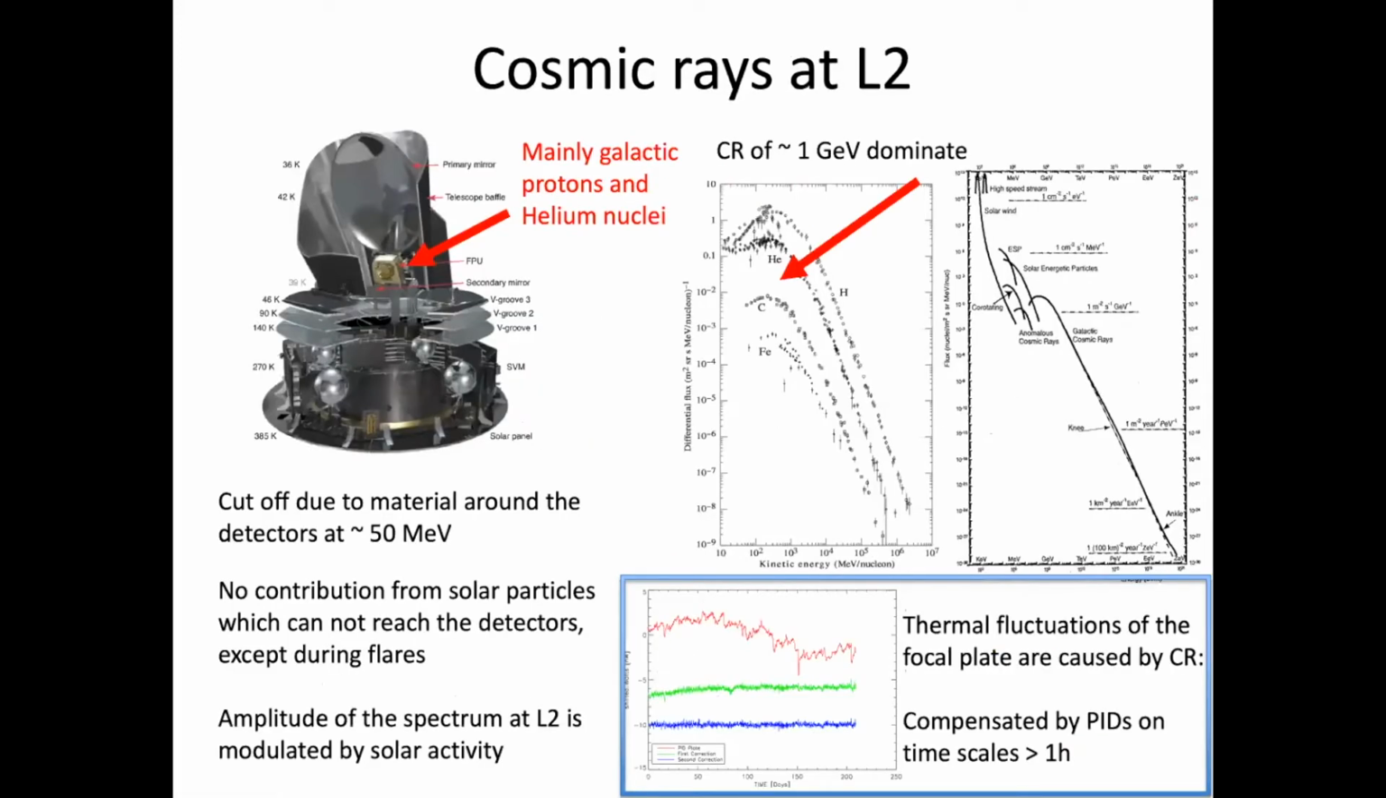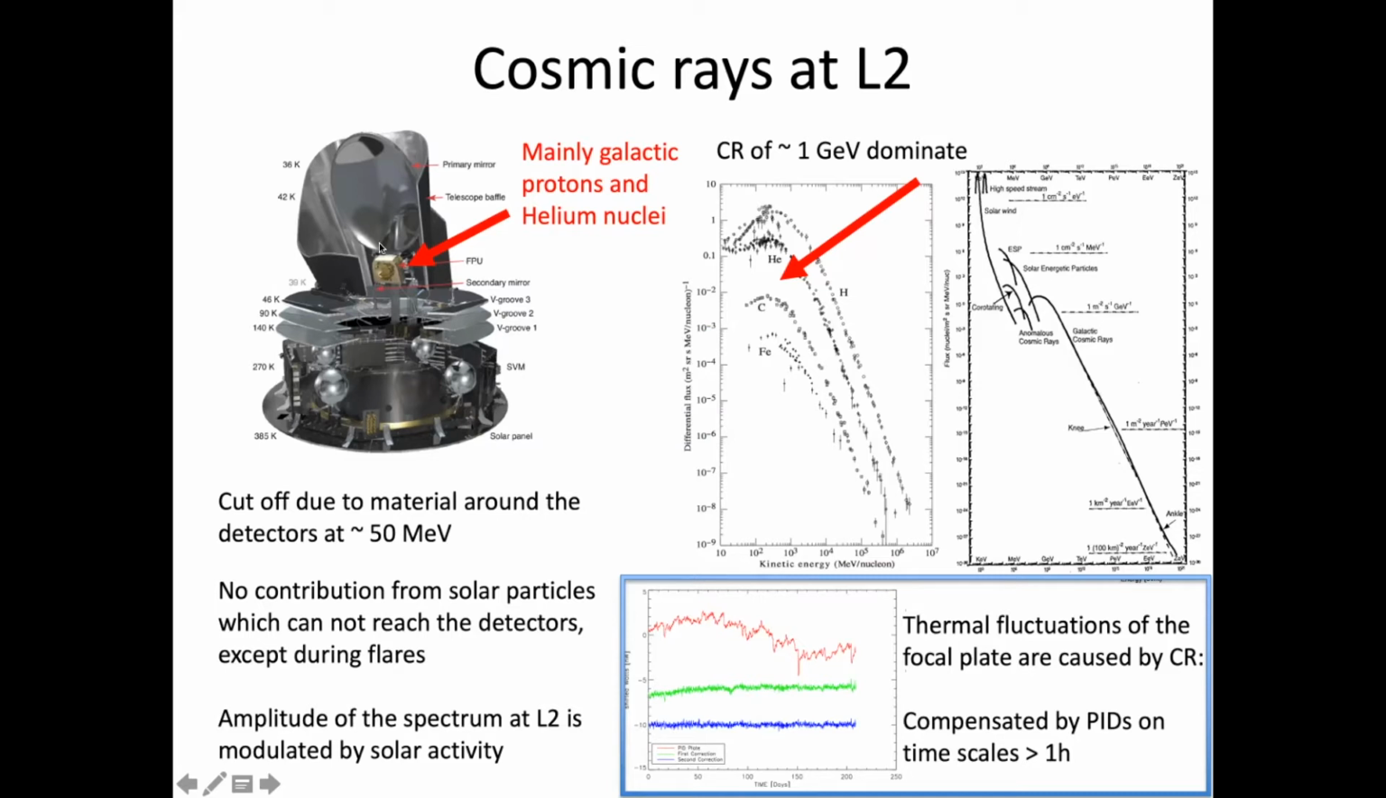If I comment on one of the main problems of Planck, it was the cosmic rays. You heard about it. We had many galactic cosmic rays coming to the detectors or to the different components of the focal plane. They are mostly protons and helium nuclei. You see the spectrum of galactic protons, galactic helium, etc., peaking at some energy around a giga electron volt. Due to the different components around the satellite, there was a cut in this spectrum. Particles with a lower energy, typically below 50 MeV, did not penetrate to the detectors, but the other ones did.